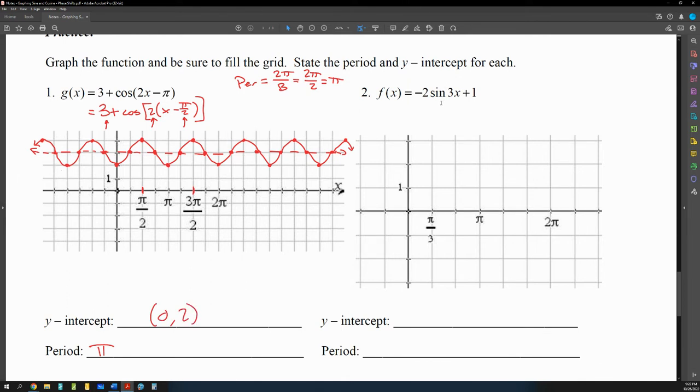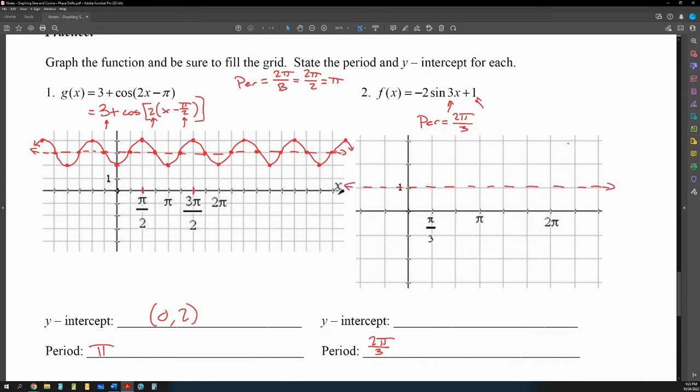All right, so number 2, we have negative 2 sine of 3x plus 1. So we'll start with our period. We've got our b value is 3. So the period is equal to 2 pi over b, or 2 pi thirds. So our period is 2 pi thirds. We have a vertical shift up 1, so that's going to define our midline to be y equals 1.